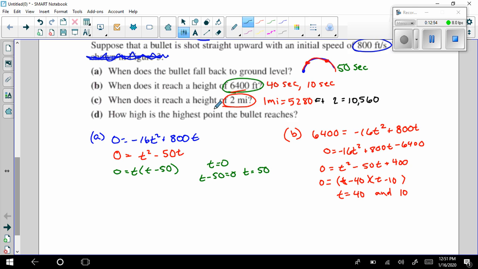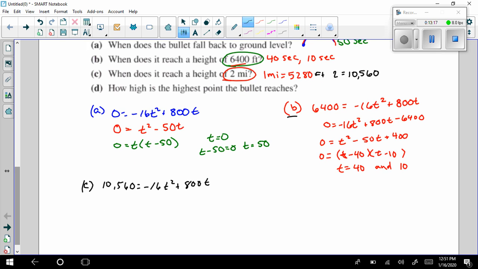So we want it to reach that height. We're going to do it just like we did B. We're going to say 10,560 is equal to negative 16t squared plus 800t. Okay. Go ahead and solve that out.